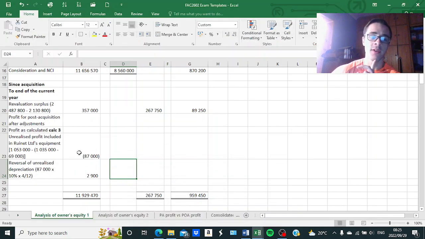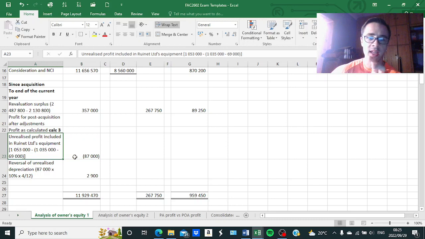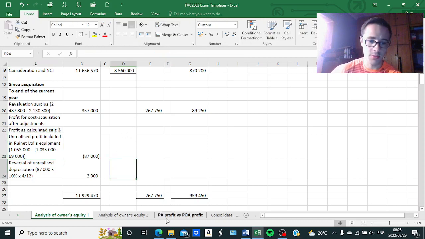Okay, the same with the profit. Because we are eliminating a profit, we are decreasing the actual other income for the subsidiary. And because there's a reduction in other income, that will lead to a decrease in the profit for the year for the subsidiary.